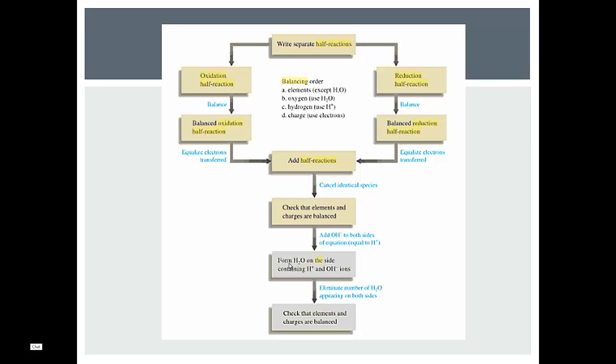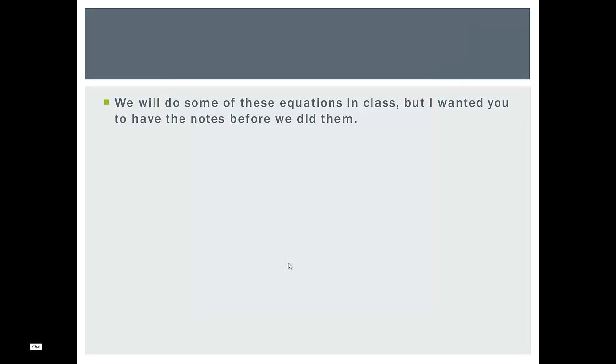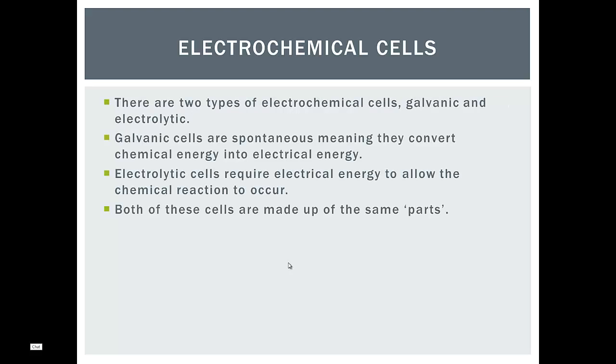The hydroxide plus hydrogen will make water, and then you'll be able to cancel out any extra waters, which will hopefully leave some hydroxides behind and allow you to have it in basic solution. Then the end step is the same. You check that the elements and the charges are balanced. So we're going to do these equations in class, but I wanted you to have some idea of what was going on before we tried to do them.